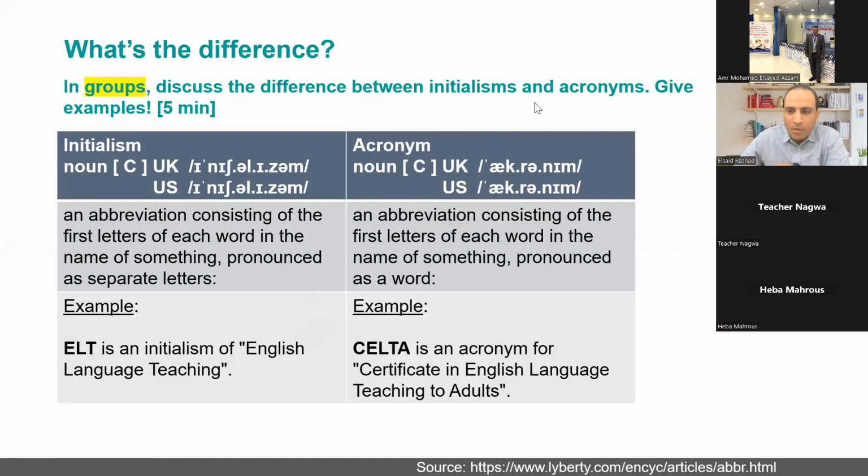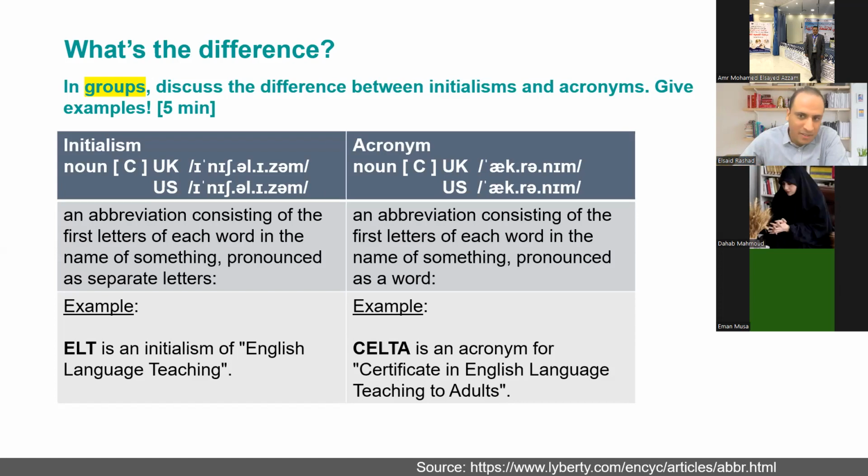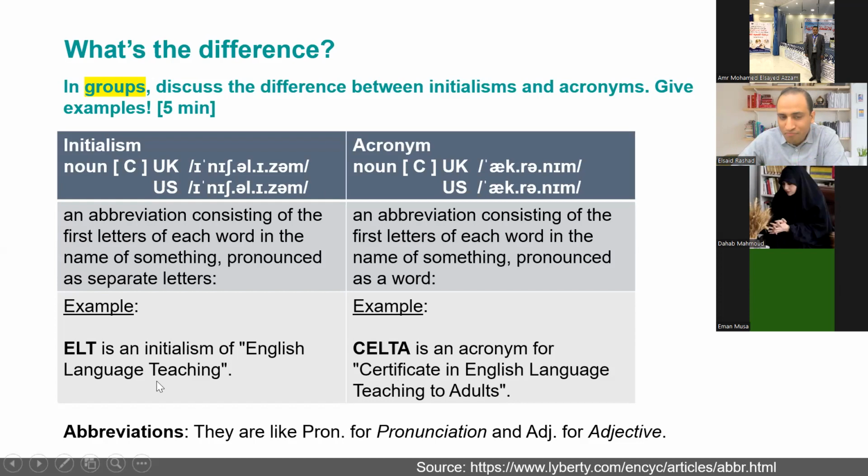Look at this example, CELTA. We never say C-E-L-T-A. Have you ever heard it like this? No, it's always CELTA. That's why it's an acronym. And both of them are, can you give me one word for both of them? Abbreviations. Yes, both of them are abbreviations. And we have one more definition here, if we want to be more specific.